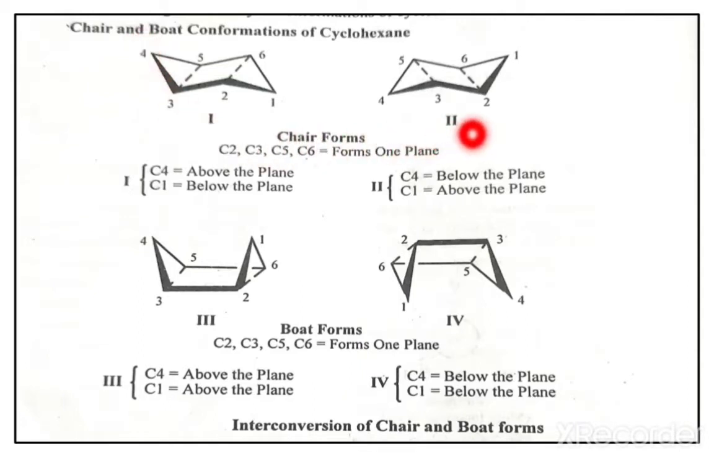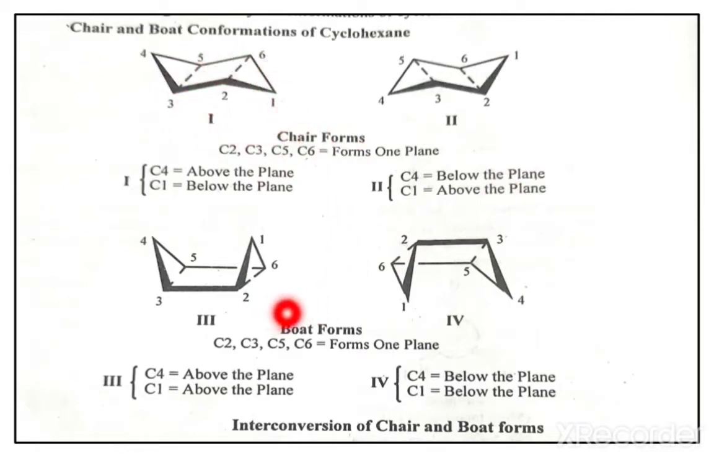And in the second conformation, the C4 is below the plane and C1 is above the plane. It depends on how we draw the cyclohexane. If we draw in this fashion, the C1 is below the plane, and if we draw in this fashion, C1 is above the plane. Now this is about the chair form of cyclohexane.